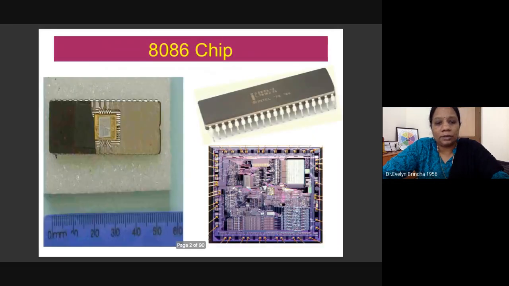Now let's go into the details of 8086. This is how an 8086 chip looks. This is the external appearance of Intel 8086. You can see the name written on top of it. And this is the internal microscopic look of the chip, and this is how it would be embedded. The main processor would be embedded on the chip. These are the 40 pins, 20 on one side and 20 on the other side.